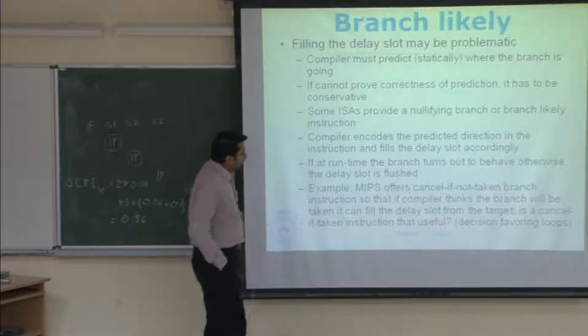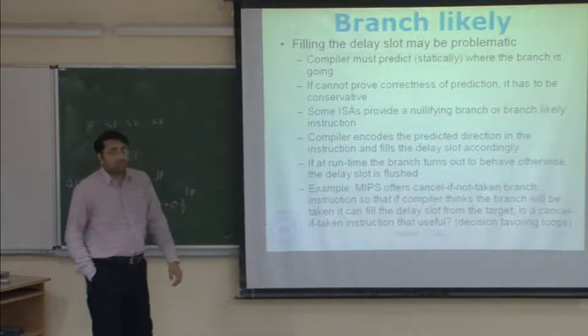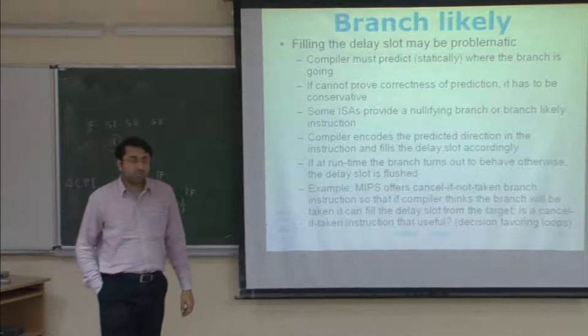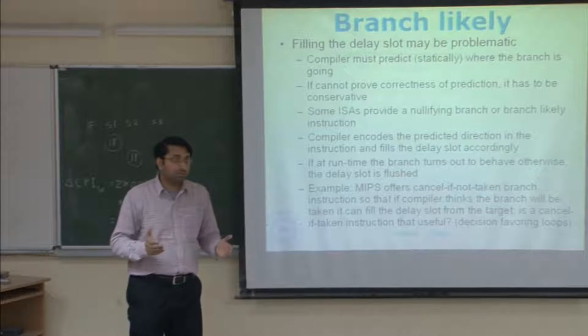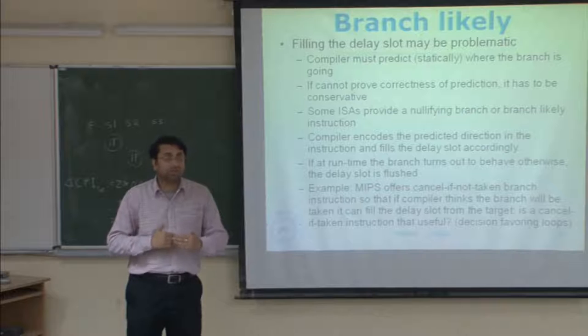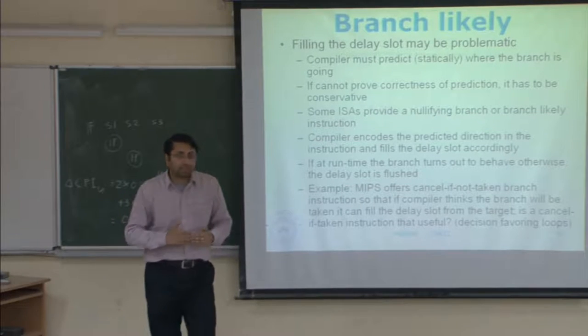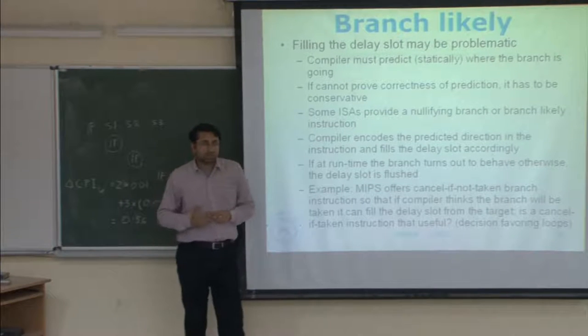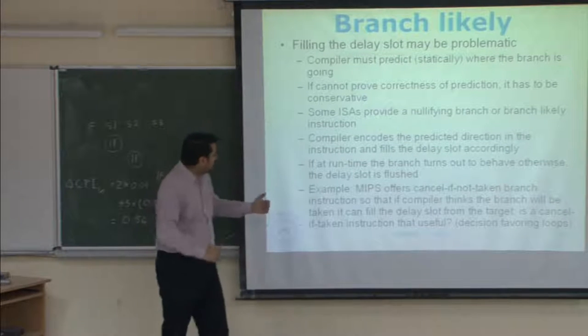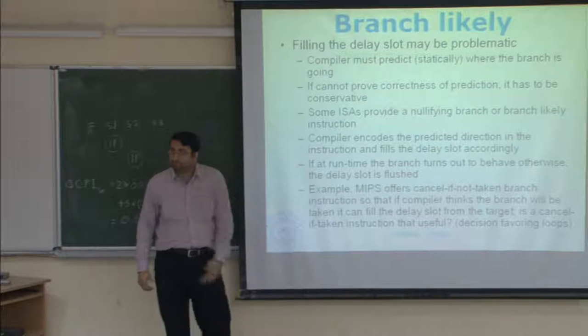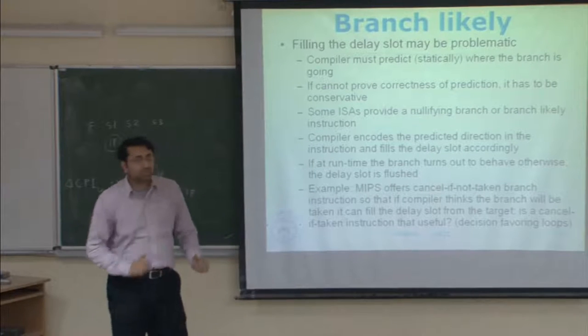All right. So now, if at runtime the branch turns out to behave otherwise, the delay slot is flushed. Okay. So when the program finally executes, you find that, oh, the compiler made a wrong prediction, which means the delay slot should not actually be executed. All right. So at that time, you cancel the delay slot. You turn it into a null at runtime. So why is it any better compared to not having such an instruction?